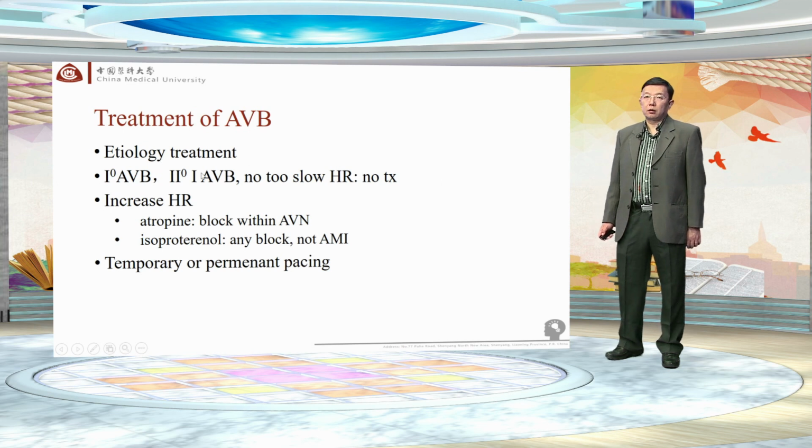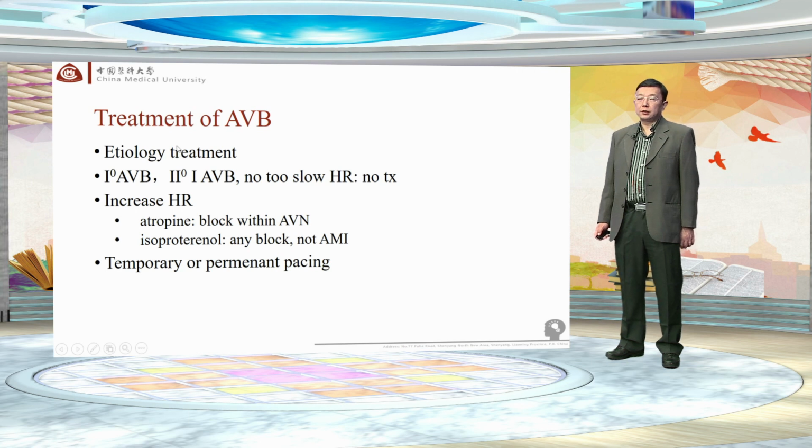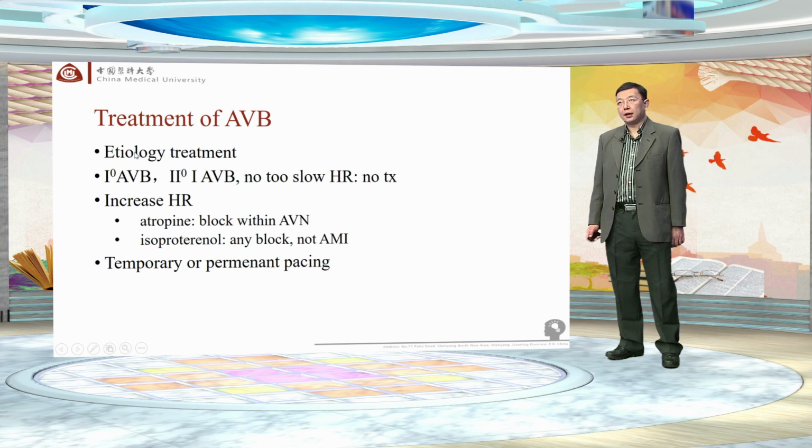Treatment of AV block: for most people, we take the disease history, ask whether they have taken any medicine, and take blood tests to see whether the patient may have an electrolyte disorder, and remove those causes.